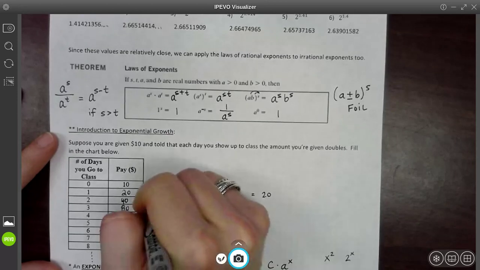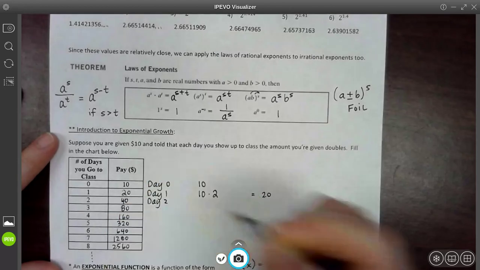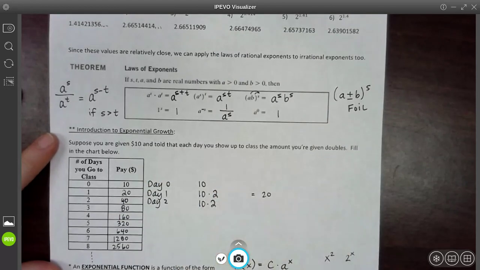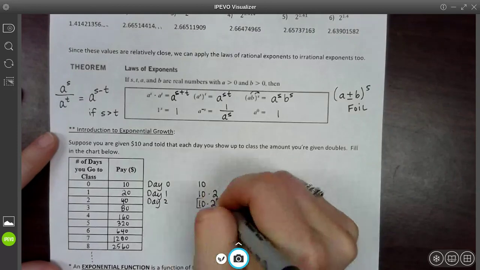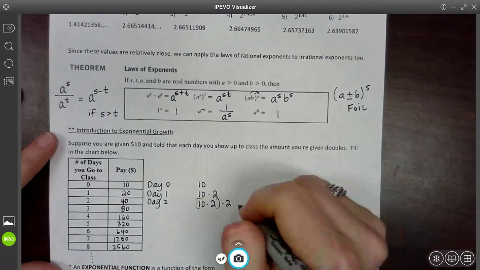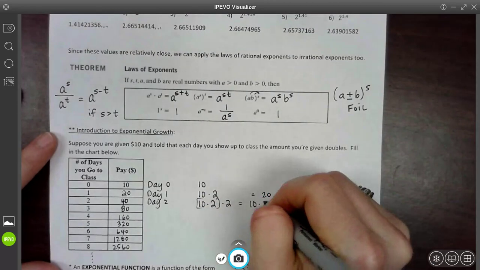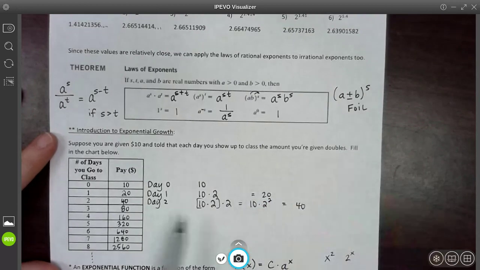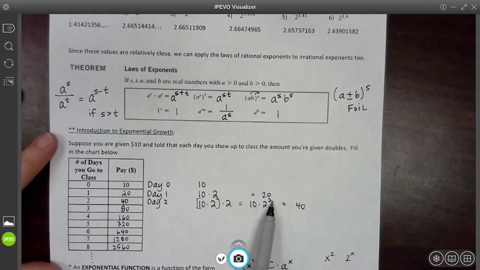All right, day 2. You're going to take your 10 times 2 from the previous day, right? And you're going to double it. So in reality, you're taking 10 and you're timesing it by 2 times 2, which is 2 squared, which is going to equal your 40 bucks. So you think about it, day 2, you're taking your $10 and you're timesing it by 2 squared. Day 2, power of 2.